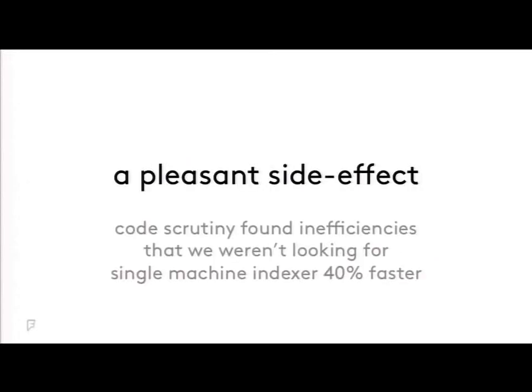Another pleasant but unexpected side effect of this is from staring at all of that indexer code, we found inefficiencies where we weren't even looking for them. So the single machine indexer is now 40% faster. It runs under 6 hours. And I know it takes away a bit from all of this Hadoop work in the sense that it makes it seem less compelling, but so be it, right? Because not everyone that uses Twofishes operates at the scale and velocity that Foursquare does. So for a lot of them, for the foreseeable future, building indexes on a single machine is going to make sense. And you know what, for free, it's 40% faster now. So that's great as well.